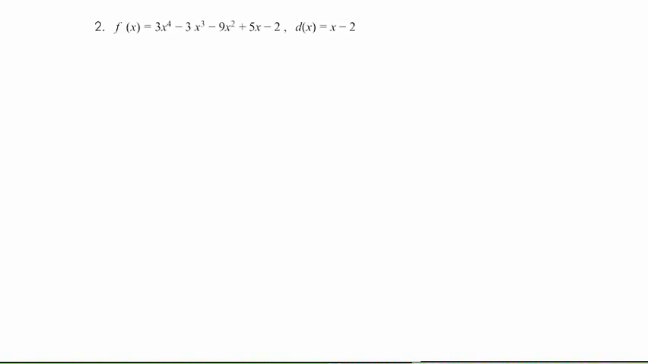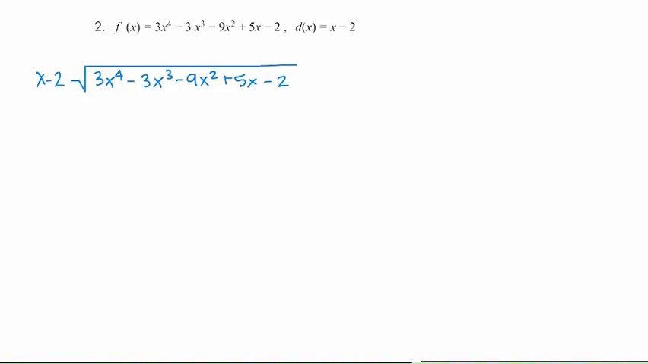So moving on to question 2, it's the same exact instructions. We're trying to determine if d of x is a factor of f of x using synthetic division. So let's set it up the same way we set it the last time, with our d of x here and our f of x in the argument. Let's use the same steps as last time to divide out.